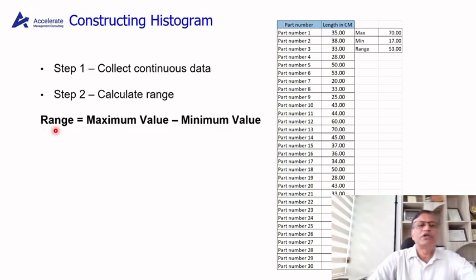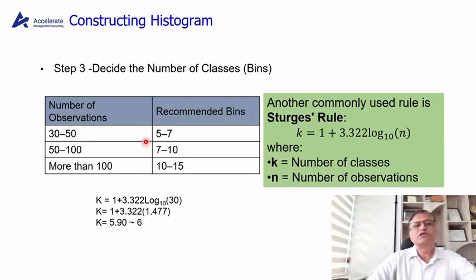What is range? Range is maximum value minus minimum value. In our case, the minimum value is 17 and the maximum value of the part is 70, and therefore the range is 53.